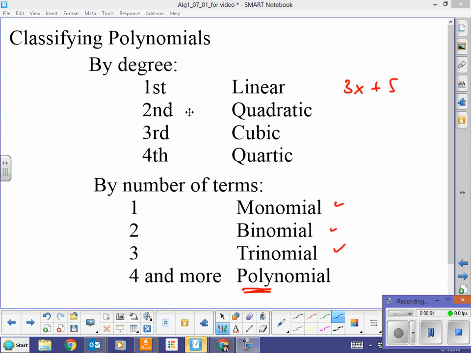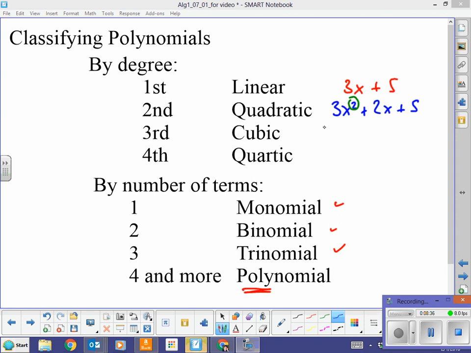Quadratic is second degree, so we're going to be doing more of these types of things in the following chapters, I believe. But if we had like 3x squared plus 2x plus 5, it's a second degree polynomial because the greatest exponent here is a 2. It's called a quadratic. Think of quadratic as square, right? Quad means square. So we're squaring that.